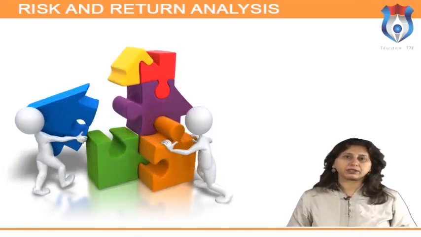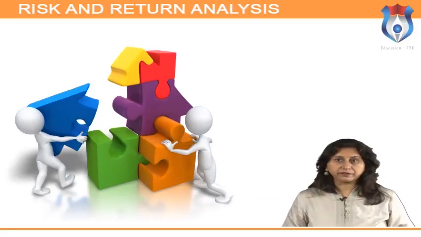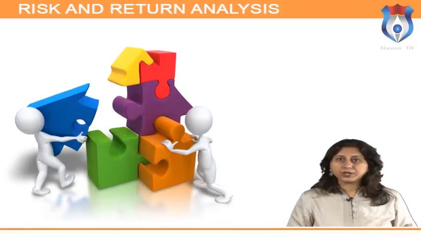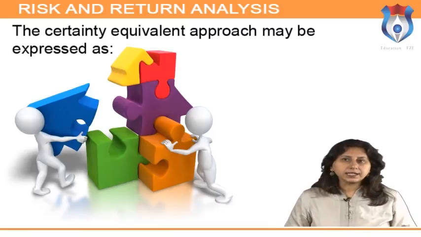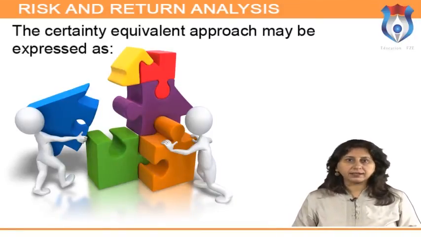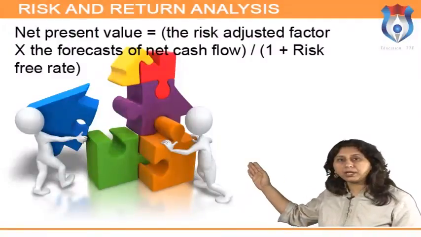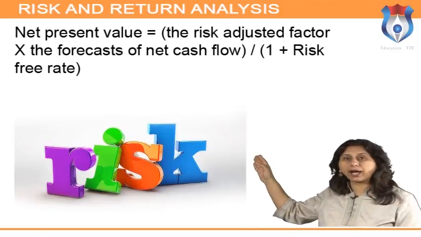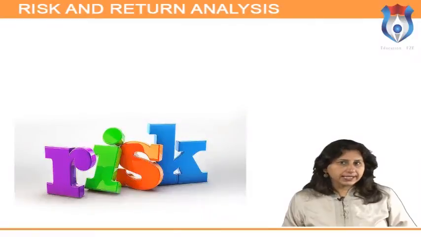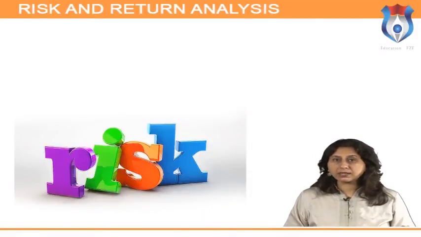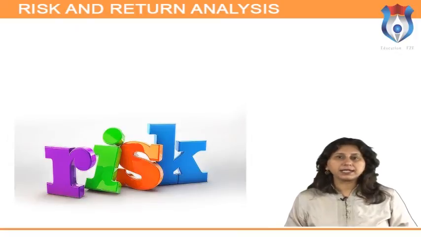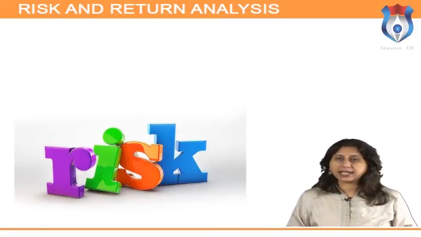Certainty equivalent method. Yet another common procedure for dealing with risk in capital budgeting is to reduce the forecasts of cash flows to some conservative levels. The certainty equivalent approach may be expressed as net present value is equal to the risk adjusted factor times the forecast of net cash flows, over 1 plus risk free rate. The certainty equivalent coefficient can be determined as a relationship between the certain cash flows and the risky cash flows. That is, risk adjustment factor is equal to certain net cash flow over risky net cash flow.